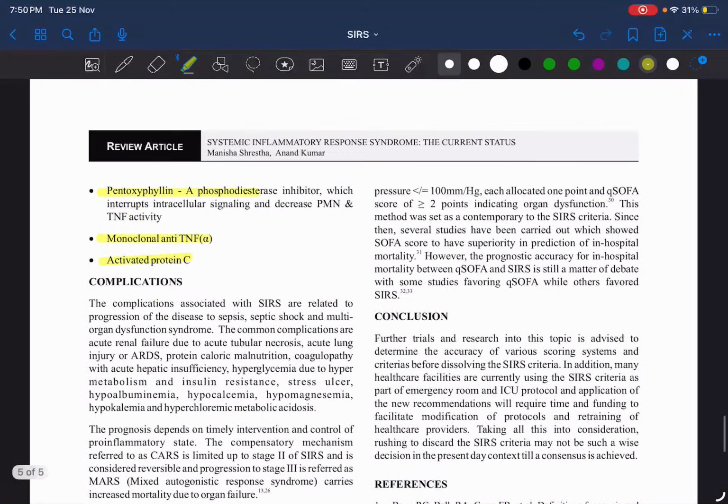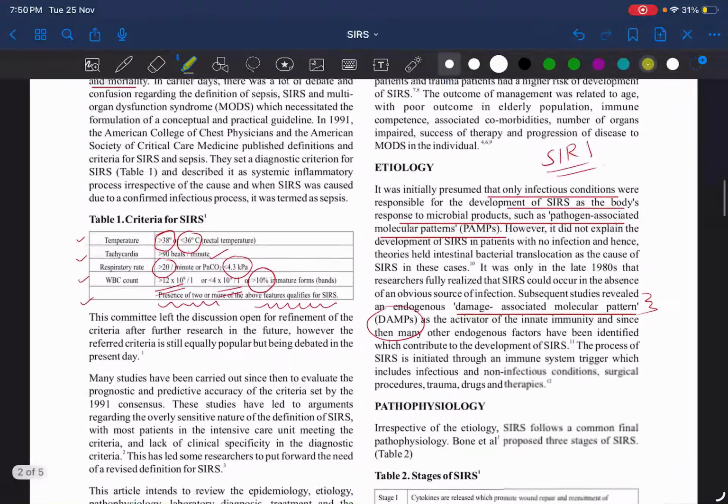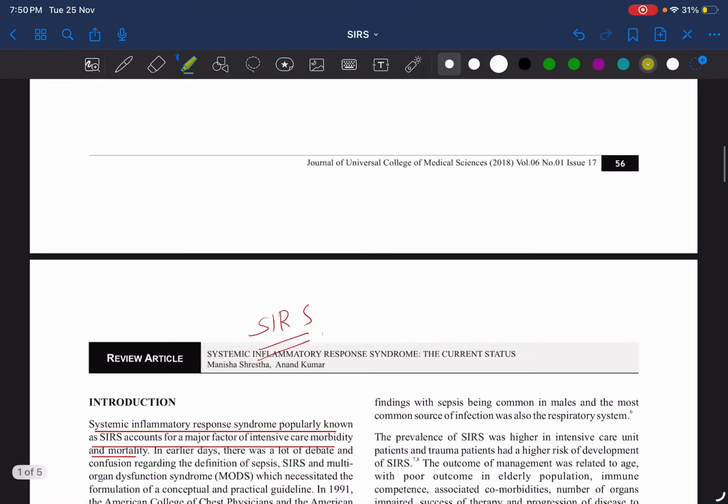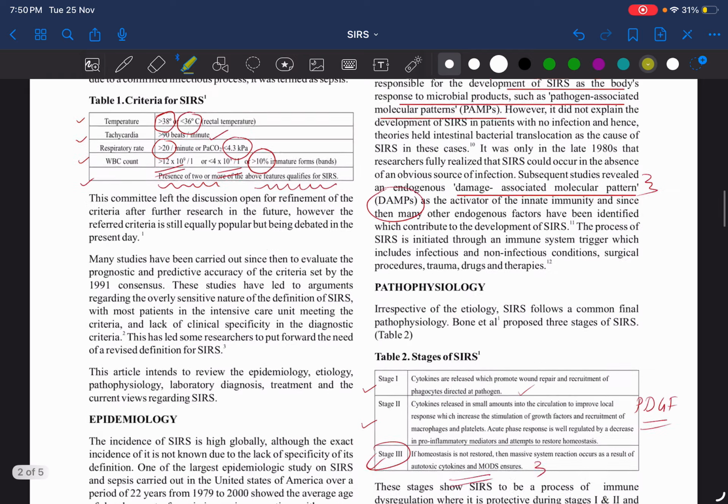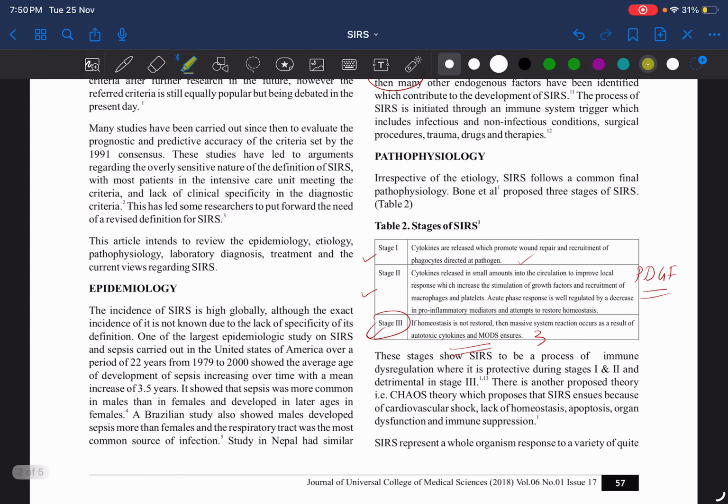So when it comes to SIRS, the first key take-home message is, it is not always because of infection. It may be because of any endothelial damage. Criteria: temperature more than 38 or less than 36, heart rate more than 90 per minute, respiratory rate more than 20 per minute, WBC more than 12,000 or less than 4,000, or more than 10% premature forms, and presence of 2 or more of the above features qualifies for SIRS. There are 3 stages: stage 1, stage 2, stage 3. It is stage 3 where cytokine storm and MODS occur.